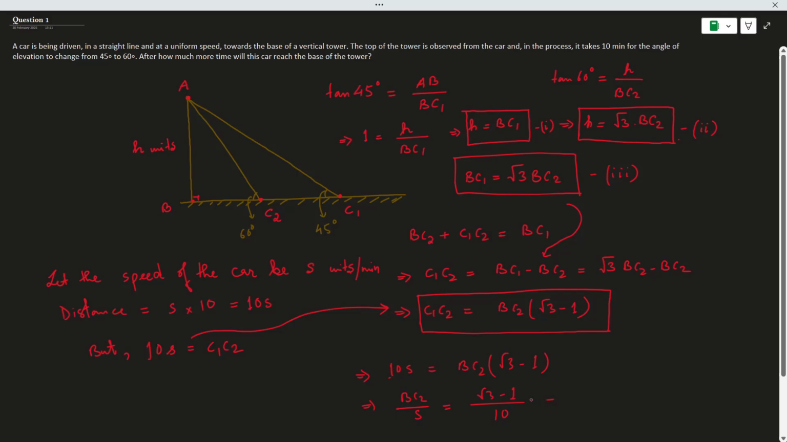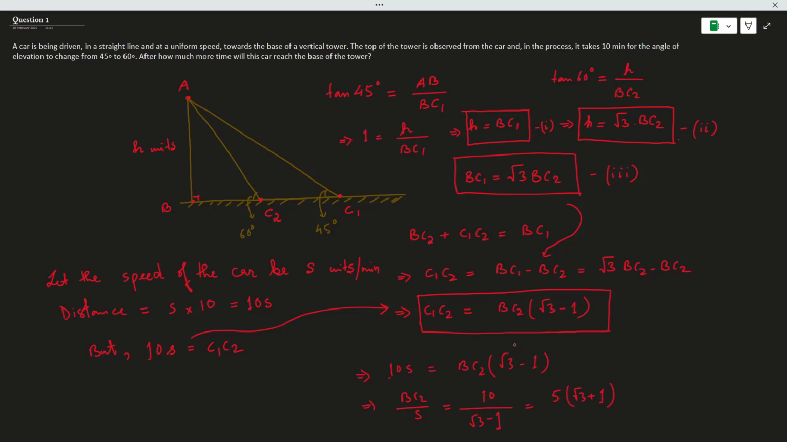I have written the reverse, okay? So BC2 by s is equal to 10 by root 3 minus 1, which, if I rationalize it by multiplying numerator and denominator by root 3 plus 1, I will get 10 by 2, which is 5, times root 3 plus 1.